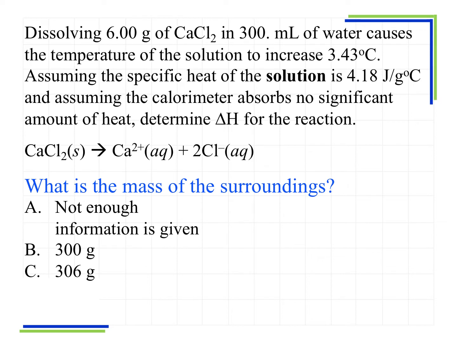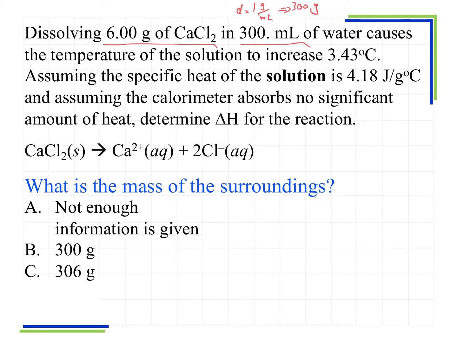So, dissolving 6 grams of calcium chloride in 300 milliliters of water. Okay, so in total, how much solution do we have? One thing you need to know, and you have to note this, is that the density of water is 1 gram per milliliter. So if you have 300 milliliters, you have 300 grams of water. The density of water is 1.